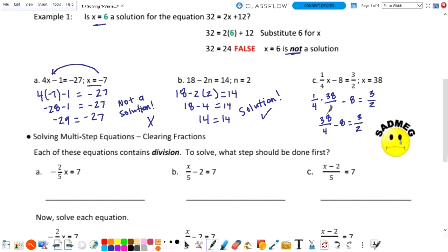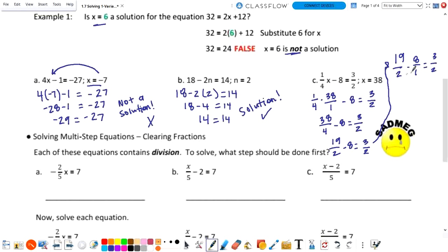So we can simplify 38 over 4. Those are both divisible by 2. So we'll get 19 over 2 minus 8 equals 3 over 2. And we can convert this 8 to look like 19 over 2. So if we have 19 over 2, we're going to subtract 8 over 1 from that. So let's put it over 1. It won't change its value.